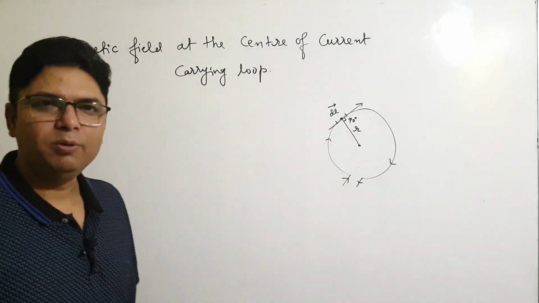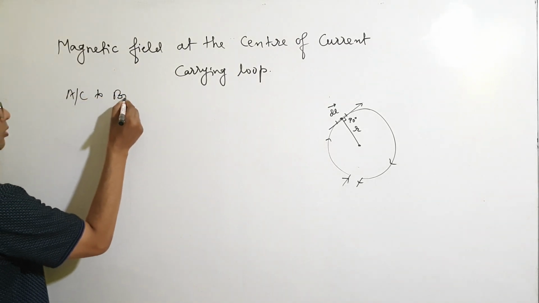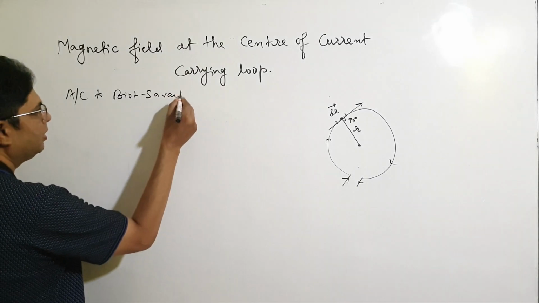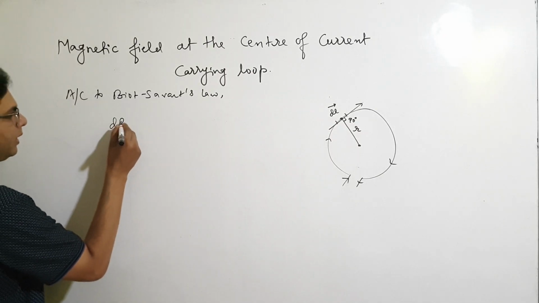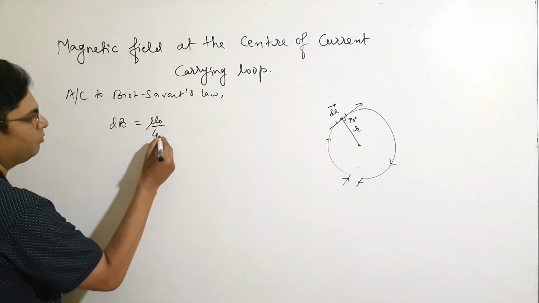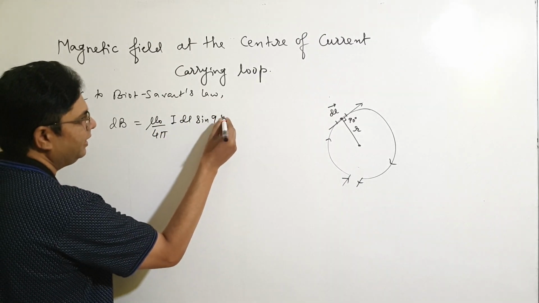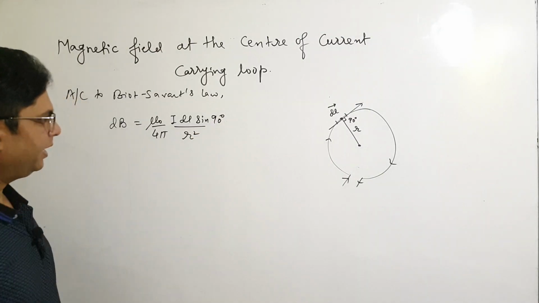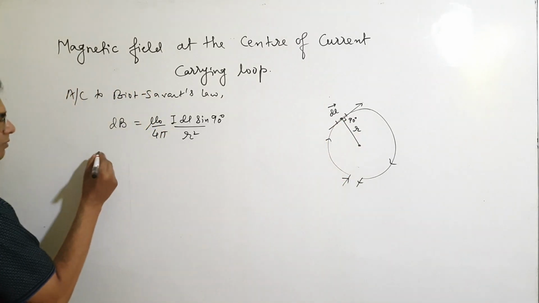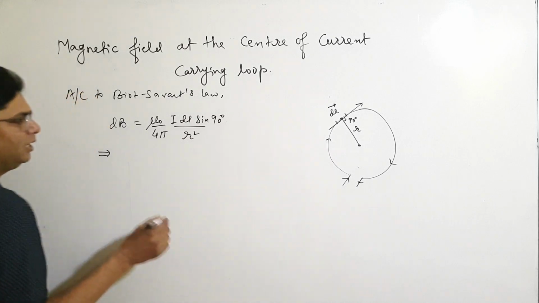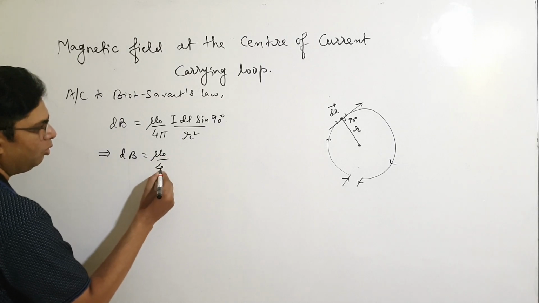Now apply Biot-Savart's law. So according to Biot-Savart's law, you have dB, the magnetic field, is mu naught upon 4 pi I dl sine 90 degree upon r square. Here 90 degree is the angle between dl and r. Now this is the magnetic field due to a small element dl. So you have to find the magnetic field due to the whole loop.